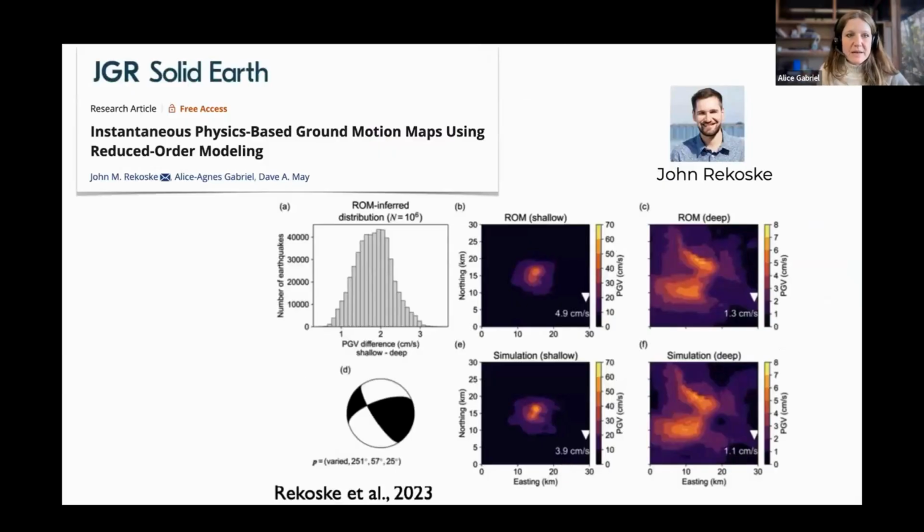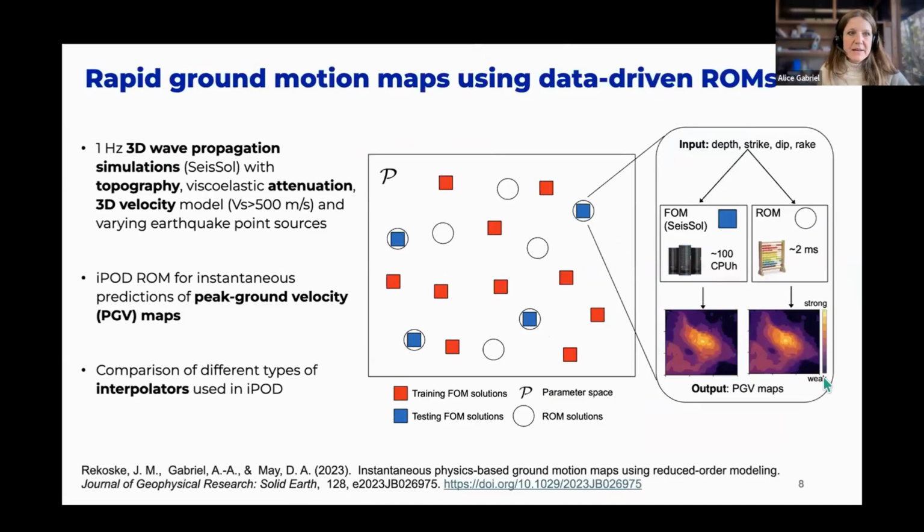The first application are shake maps, published and led by John Witkowski. I have to really summarize this very quickly, but basically we've been training these models using 1 Hertz resolution 3D wave propagation simulations that account for topography, viscoelastic attenuation, and a 3D velocity model, down to 500 meters per second in shear wave speed, and varying earthquake point source locations and depths. And we can start to learn this peak ground velocity, for example, PGV maps. If you're comparing these scales here, you can see how much faster the ROM, the reduced order model, is.